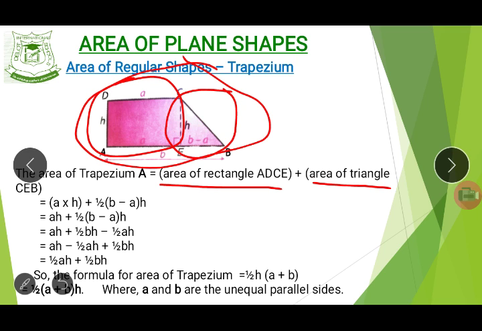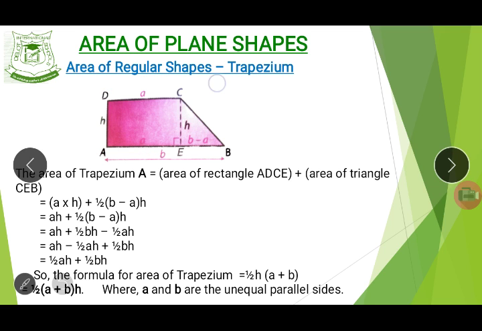And what is our base for the triangle that we can see here? Let me show you. Look at this triangle now. You see, this is the base of the triangle. The base is b minus a. So that's why we have b minus a here. And the height, right? All right, so ah plus half into b minus a, and then you expand the bracket: half times b times h, you have half bh, then half times a times h, minus half ah.